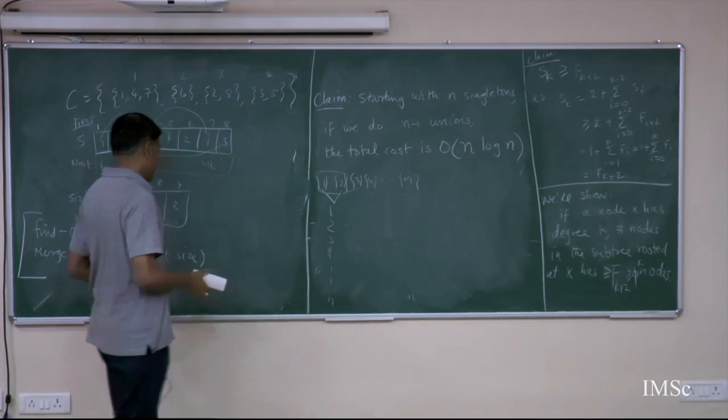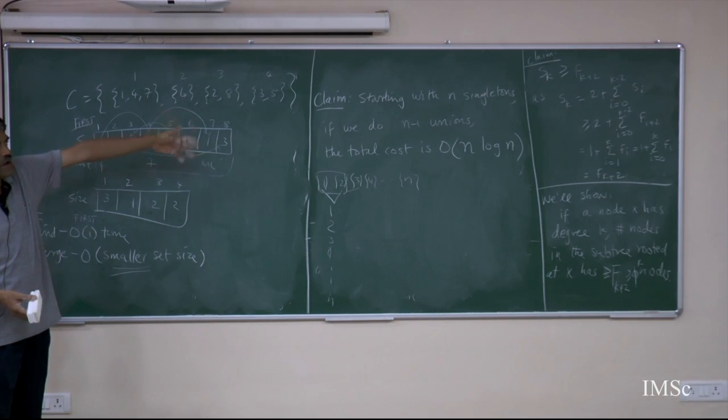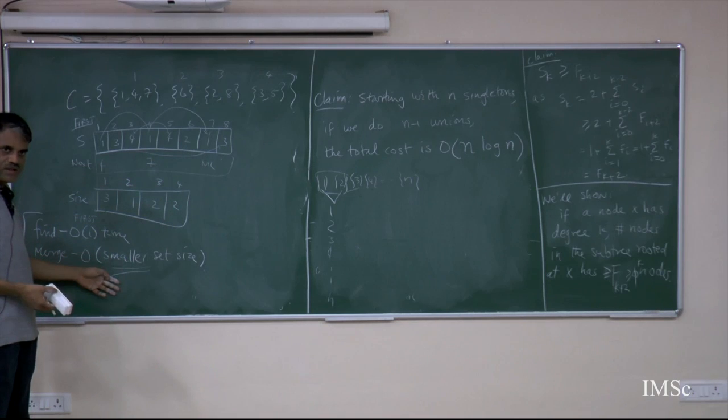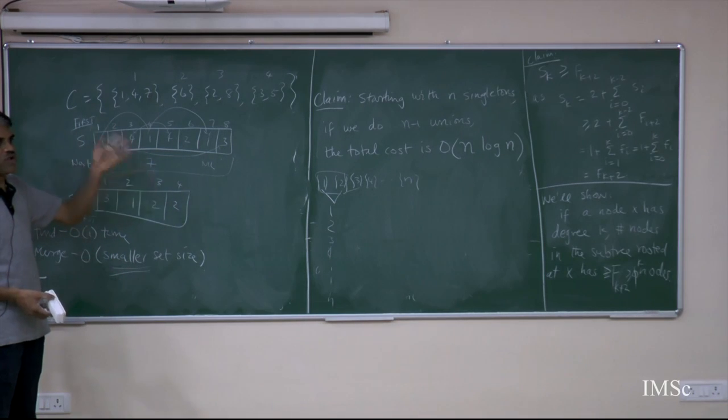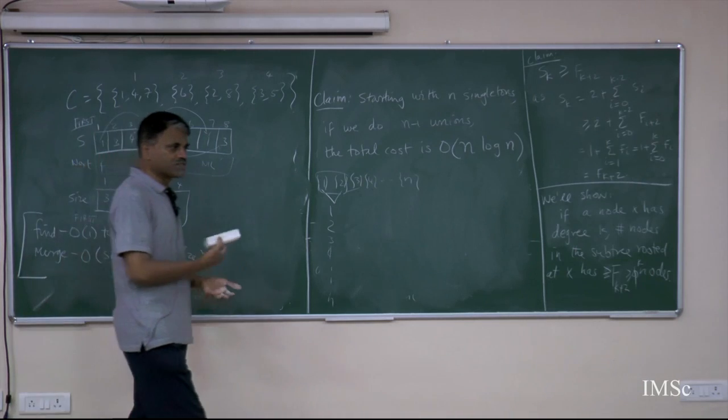But if you are spending time proportional to the smaller set size, so this is exactly saying the amortized complexity of the union is log n. Even though the worst case can be n, the amortized complexity is log n. So I'll let you think about it. We'll start with this next time and continue.